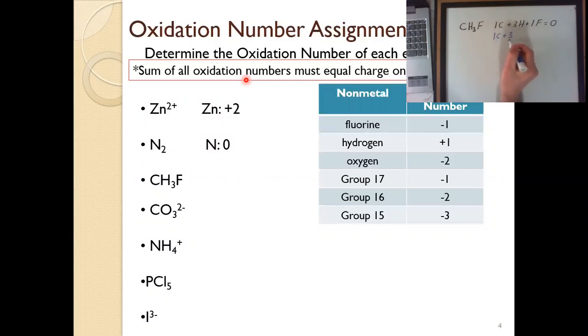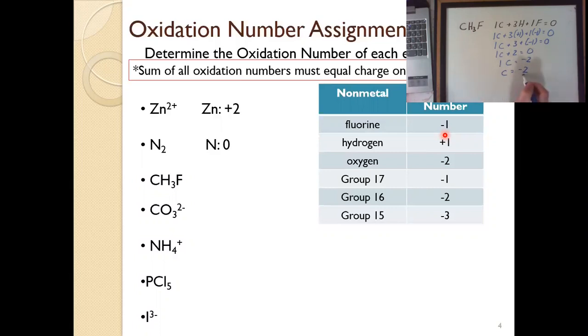Hydrogen, though, prefers to have an oxidation number of +1, and fluorine prefers to have an oxidation number of -1. So that sum must equal 0. So we have 1 carbon plus 3 plus -1 equals 0. We have 1 carbon plus 2 must equal 0. 1 carbon equals -2. So carbon must have an oxidation number of -2.